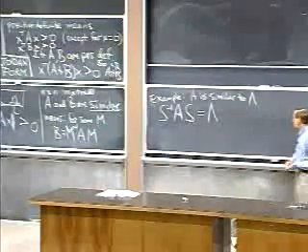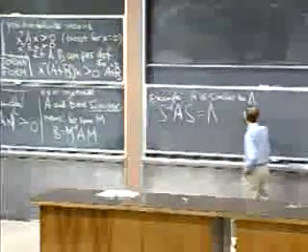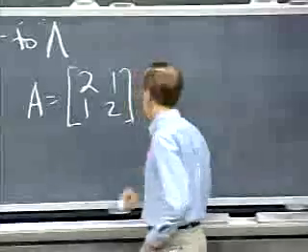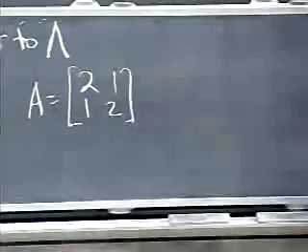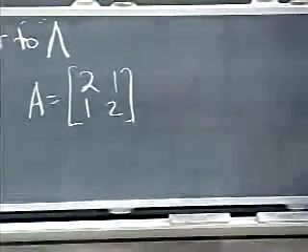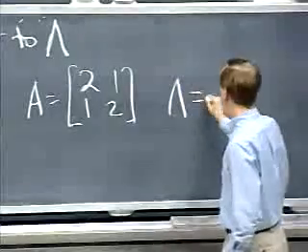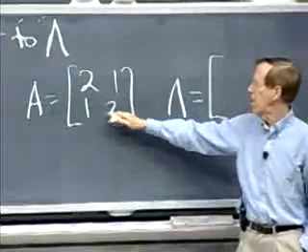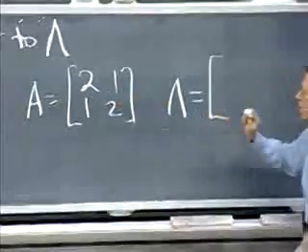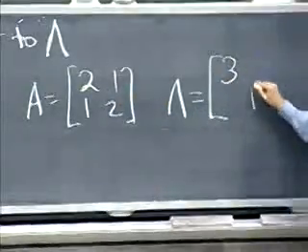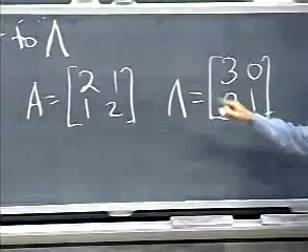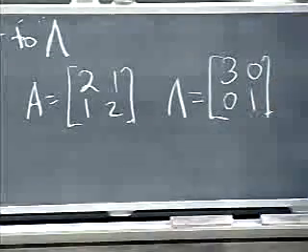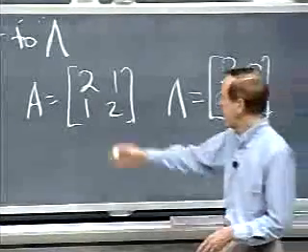I better do an example. Okay, suppose I take A as the matrix 2, 1, 1, 2. Do you know the eigenvalue matrix for that? The eigenvalues of that matrix are, well, 3 and 1. And the eigenvectors would be easy to find. So this matrix is similar to this one.